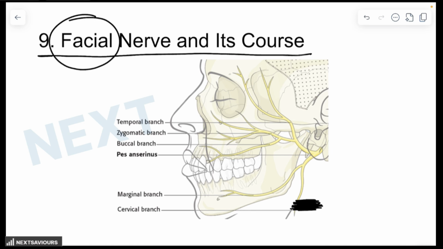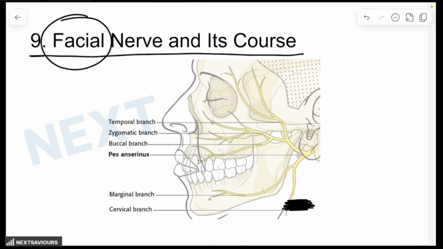Then all of the muscles of facial expression are supplied by which of the following nerves? The nerve passing through the parotid but not supplying the parotid gland is, identify the branch of the facial nerve which is supplying the orbicularis oculi. So these are all the questions where they can highlight one of the branches and then they can ask you directly in the form of a diagrammatic representation.